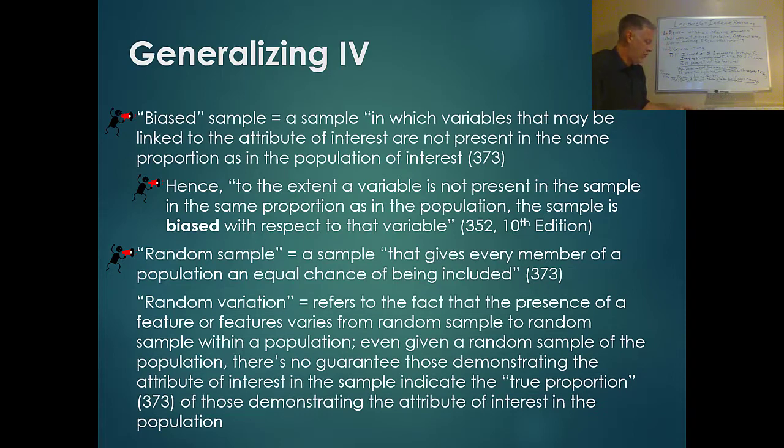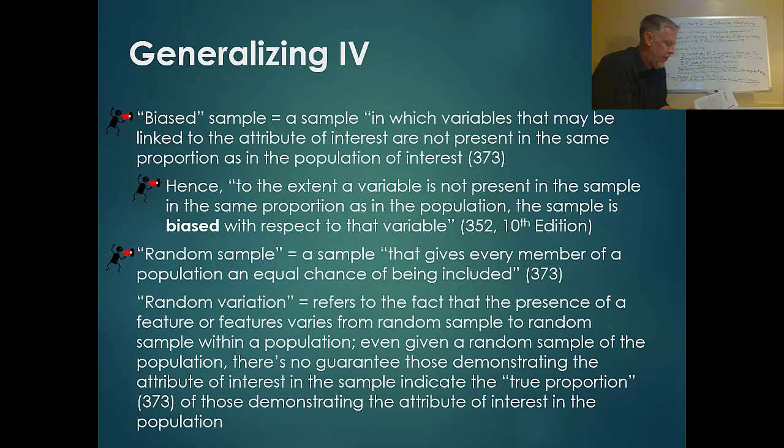Now, random variation refers to this idea that, look, even if you have a random sample, there's still going to be a chance that the sample you have has whatever the feature is in a proportion that's not representative of the population as a whole. Even though you did as best you could and took a random sample, there's still the possibility, due to chance, that the feature or the attribute of interest is more or less present in the sample than it is in the population. That's captured by this idea of random variation, which I discuss at the bottom of slide 12.